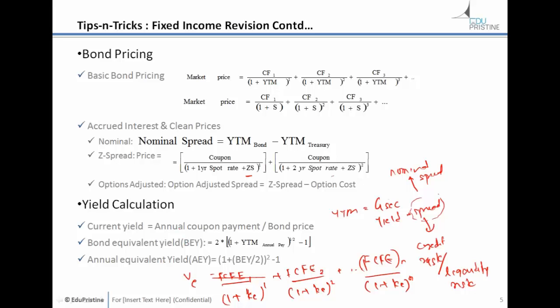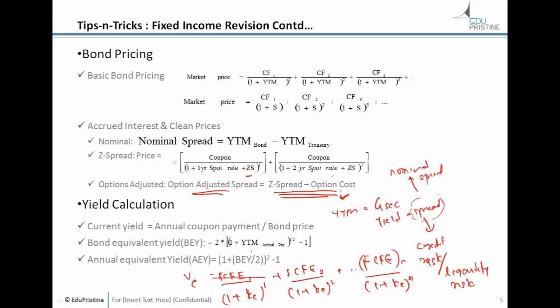And finally, we have callable or puttable bonds. In such cases I will have an option adjusted spread. The option adjusted spread will be the difference between the Z spread and the option cost. Now in case of callable bonds, the option cost is positive. Why? Because a callable option is an option purchased by the borrower to call back the bonds before maturity. Whereas in case of puttable bonds, this option cost will be negative. So this is going to give me the option adjusted spread.